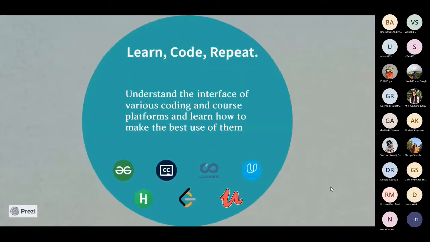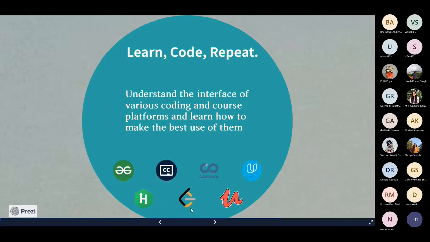Next up, we have Learn, Code, Repeat. This event will help you understand the interface of various coding and course platforms and learn how to make the best use of them. We believe that in order to get good or find your footing in any technological domain, you need to learn and practice code. So we believe the two best ways to do that are using coding and course platforms, and this event will introduce you to them and spread awareness. Some of the platforms we'll be talking about include Geeks for Geeks, HackerRank, Class Central, LeetCode, Coursera, Udemy, Udacity, and others.